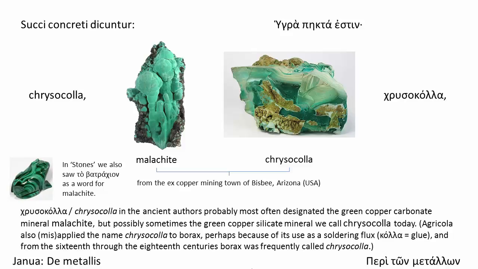Chrysocolla, from the Greek chrysocolla. Chrysocolla in the ancient authors probably most often designated the green copper carbonate mineral malachite, but possibly sometimes the green copper silicate mineral we call chrysocolla today. For several centuries in the early modern period, chrysocolla was also used as a word for borax.